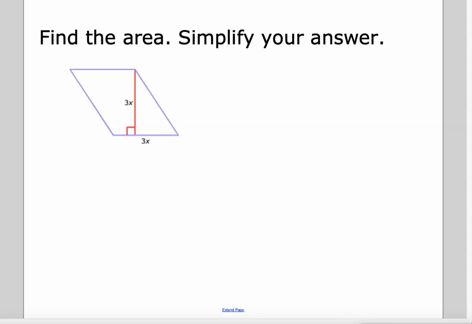Find the area of this parallelogram and simplify our answer. Well, the area of a parallelogram is its base times its height. So we're given both of those things that we need. So the area is its base, which is, let me write that in green right here, 3x, times its height, right here, 3x again.